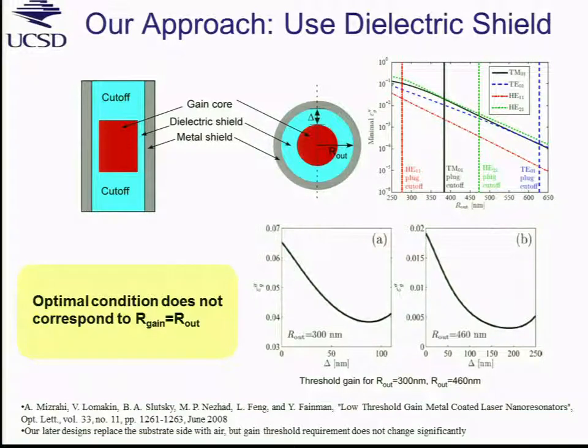At the same time, I slightly reduce the mode overlap with the gain media. But as long as the loss in the gain is less than the loss in the metal, I'm winning. So there is an optimum at a certain thickness of the shield layer, where I'm gaining. So we basically optimize the size to get the shield at the optimal value.